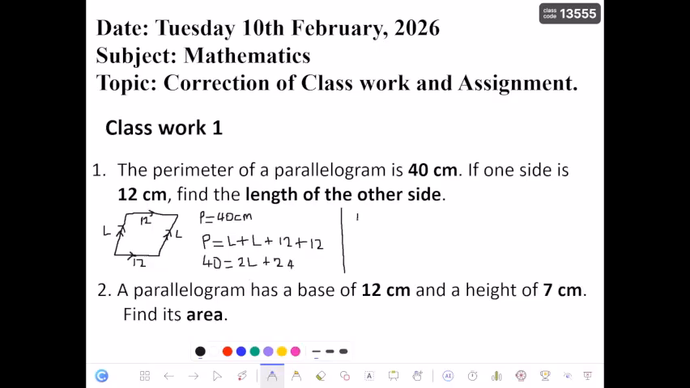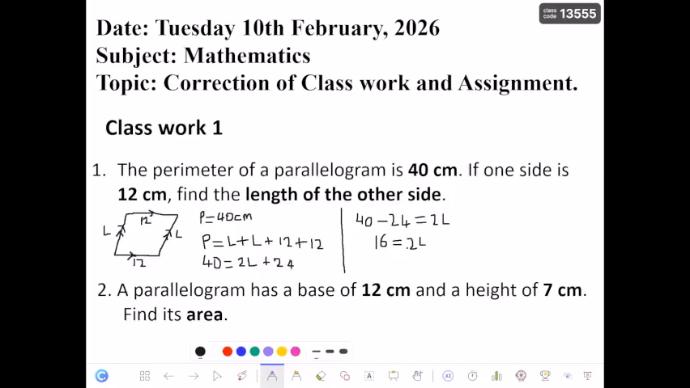Then to finish this, you just do your collection of like terms. 24 will cross to meet 40 on this side, and it will become a negative 24. You can see that I'm still repeating simple equation in most of this work. That is to tell you that simple equation is very important in mathematics. If you can learn it now, it will save you so much stress as you move higher. So now 40 minus 24 will give us 16, and that will be equal to 2L.